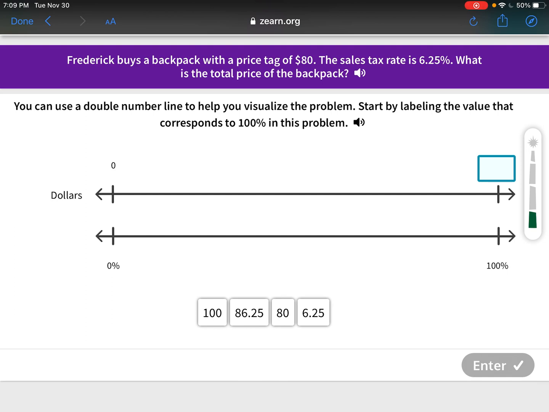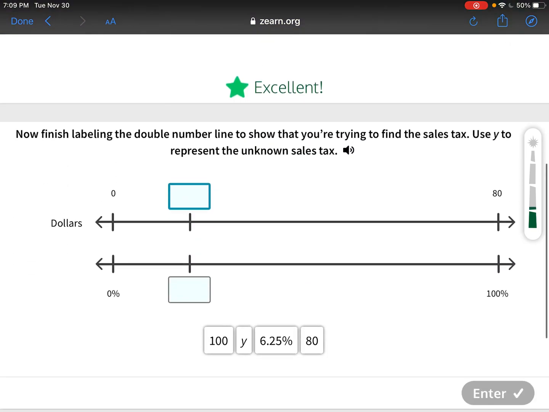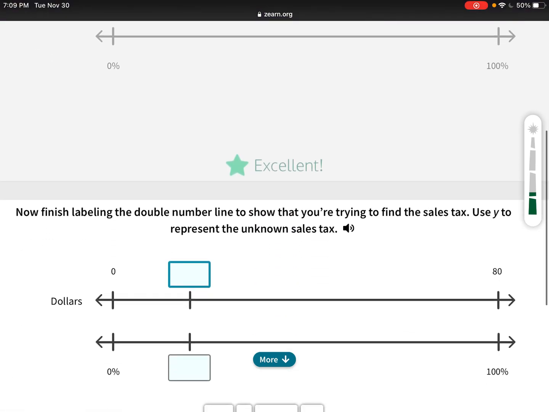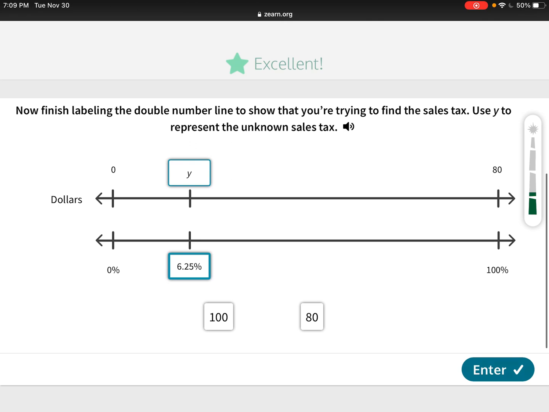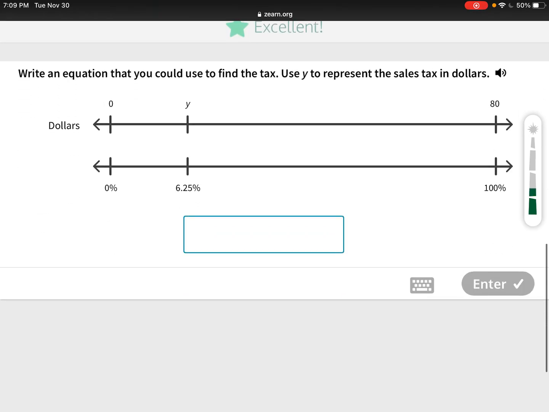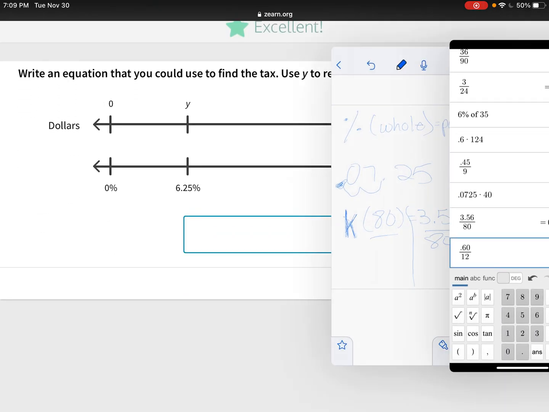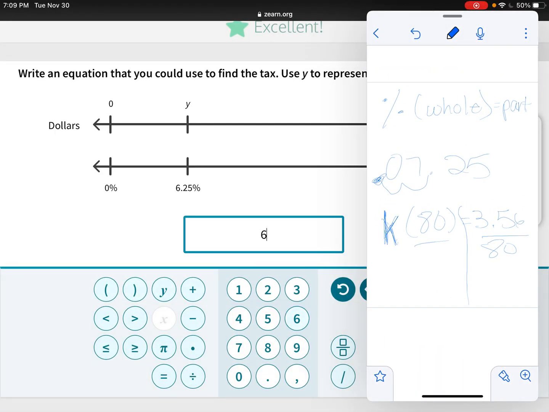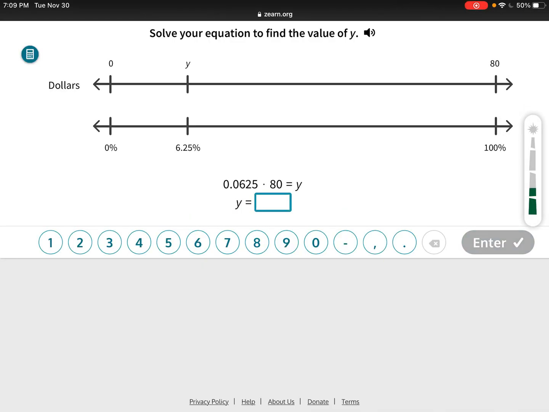Next one, Frederick buys a backpack at a price tag of $80. Okay, and then sales tax is 6.25%, so they give us the percent on this one. Okay, so we have to put it in that format we were talking about, percent times whole equals part. So our percent is 6.25, but we have to make that a decimal. So 0.0625 times the whole amount, which was 80, and that's going to tell us what the part is.